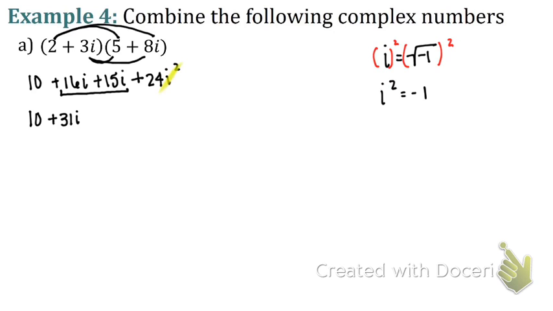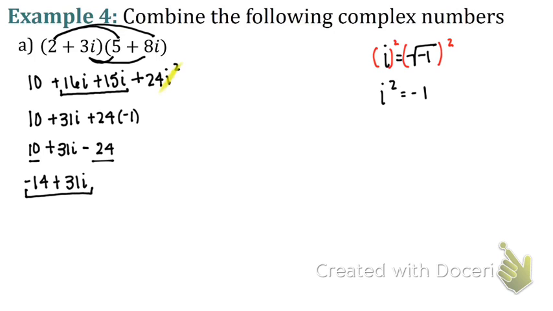So over here with the 24, I can say 24 times a negative 1. And what is a positive 24 multiplied by a negative 1? A negative 24. And 10 minus 24 is negative 14 plus 31i. And I want you to notice that my answer is still in standard form, which is a plus or minus bi.